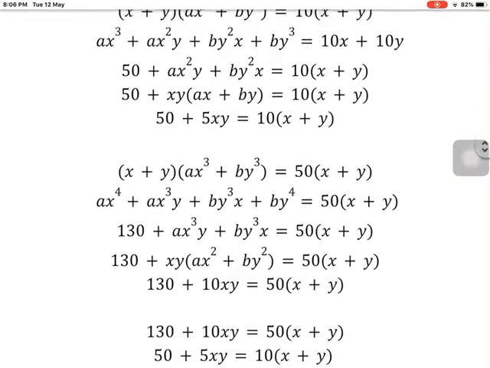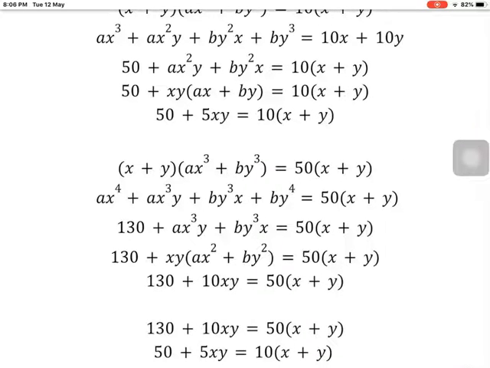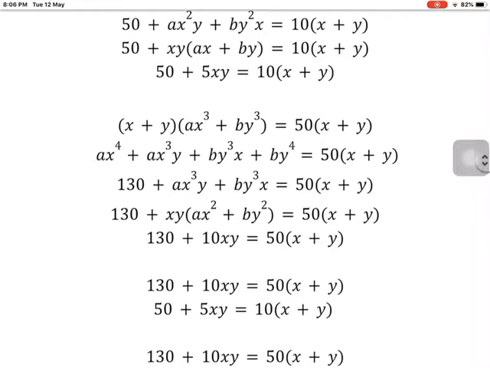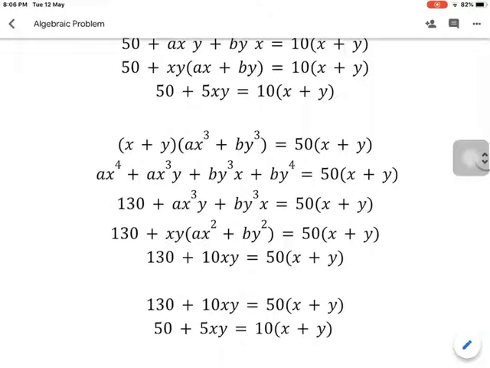So now we have two distinct simultaneous equations, with two sets of unknowns, the sum of x and y and the product of x and y. We'll have to use multiplication throughout the equation to solve these two simultaneous equations. So the first one is 130 plus 10xy equals 50 times (x plus y). The second equation is 50 plus 5xy equals 10 times (x plus y).